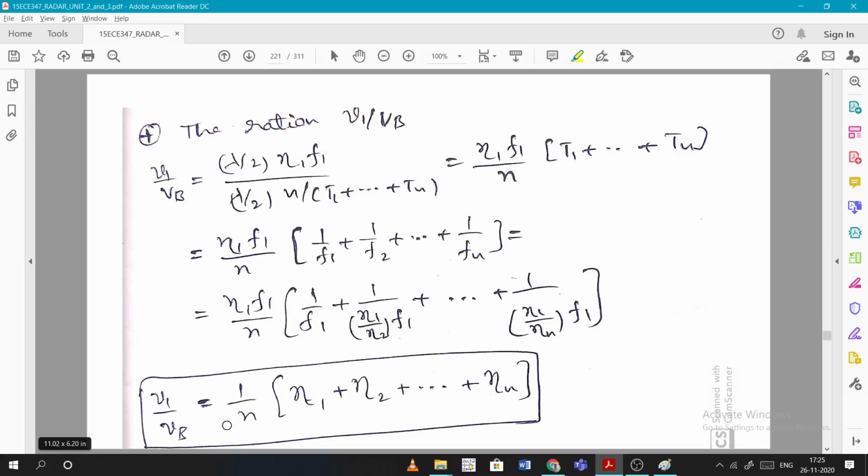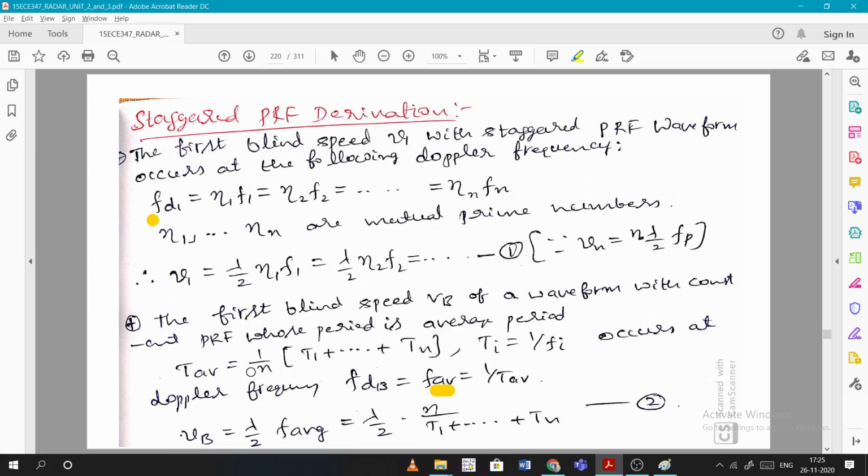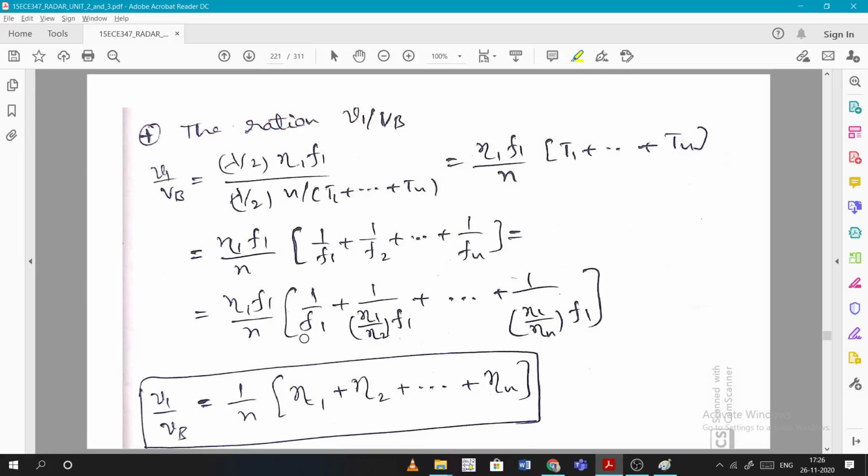So now we are using the ratio of V1 by VB. When we take the ratio, we get N1 plus N2 plus N3 and so on up to Nn, divided by n. Actually it would come out as 1 by F1 plus 1 by F2 like that, but every frequency can be written in terms of F1, because those are equal here. We are taking the condition like this. So for example, F2 can be written as N1 F1 by N2, and F3 can be written as N1 F1 by N3, like that. We changed them, all the F1s cancel out, and we are left with this.